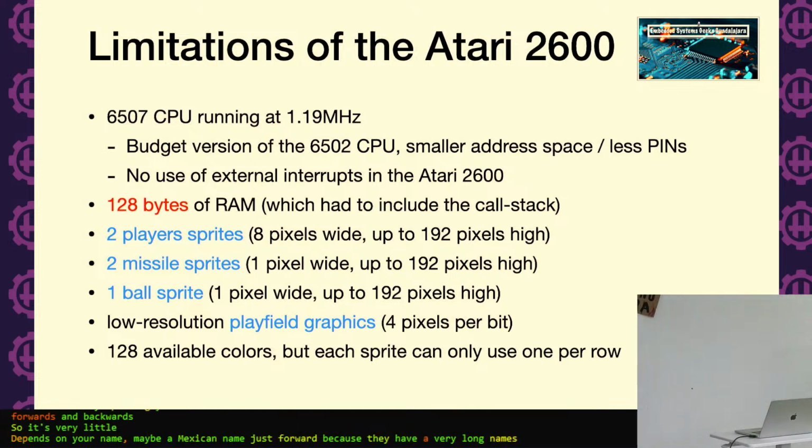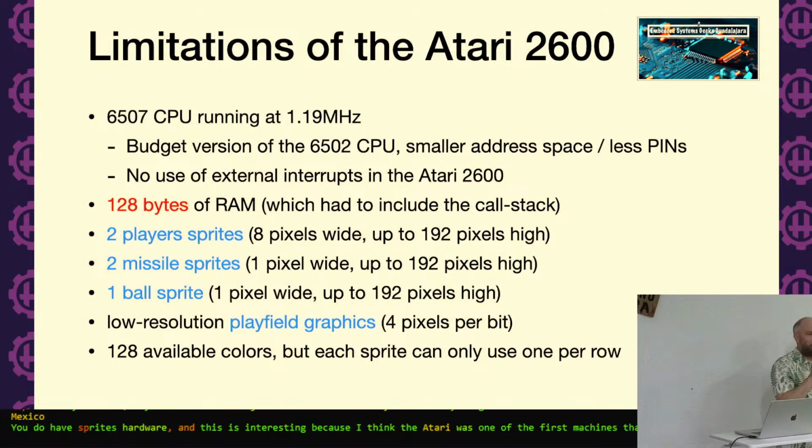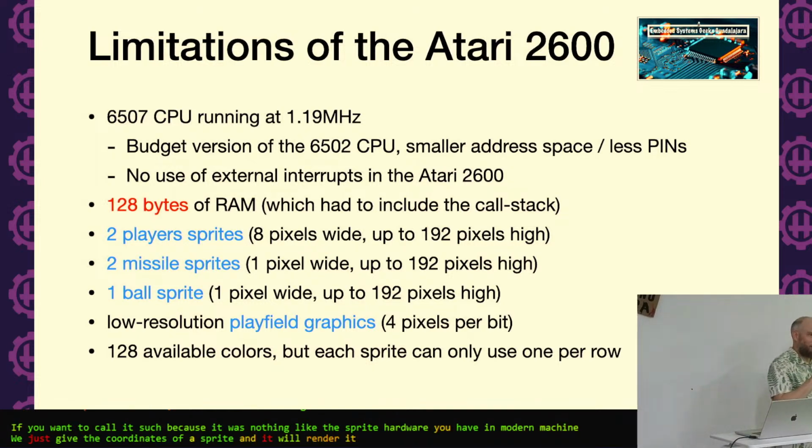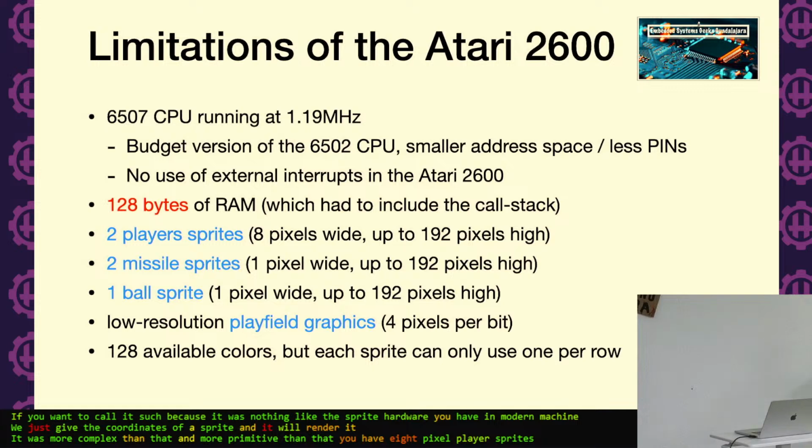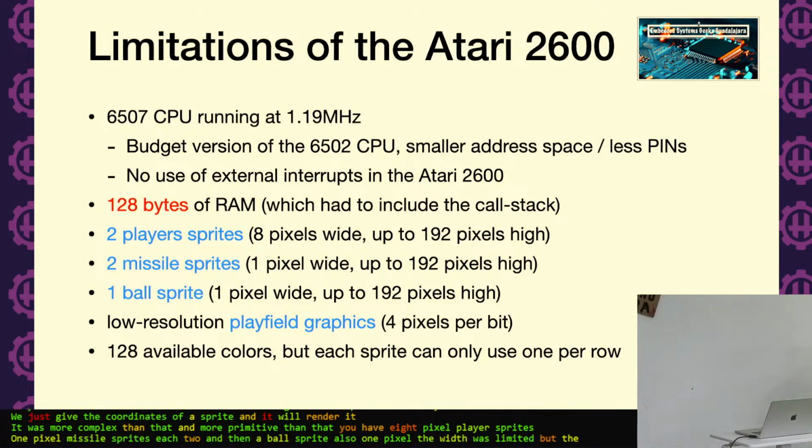You do have sprite hardware, and this is interesting because I think the Atari was one of the first machines that had sprite hardware, if you want to call it such, because it was nothing like the sprite hardware you have in modern machines, where you just give the coordinates of a sprite and it will render it. No, it was more complex than that and more primitive than that. You had 8-pixel player sprites, 1-pixel missile sprites, each 2, and then a ball sprite, also 1 pixel. The width was limited, but the height was basically unlimited, so you can have the whole screen. So that was one of the advantages by the design.